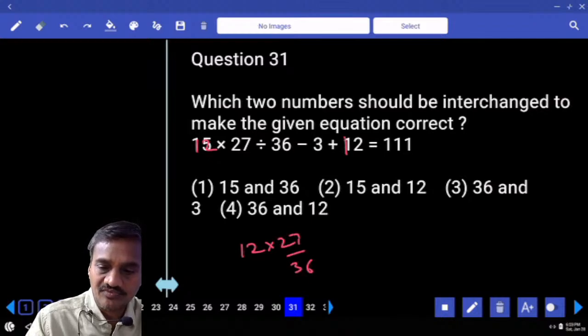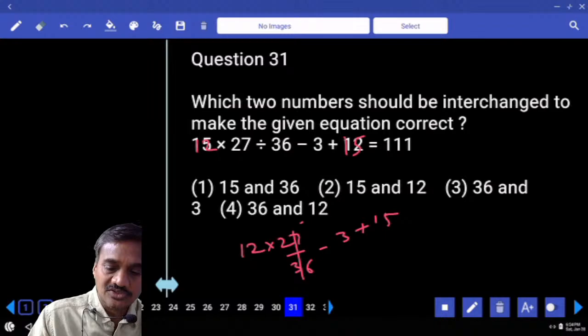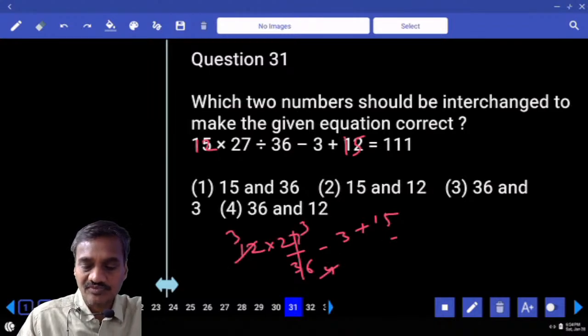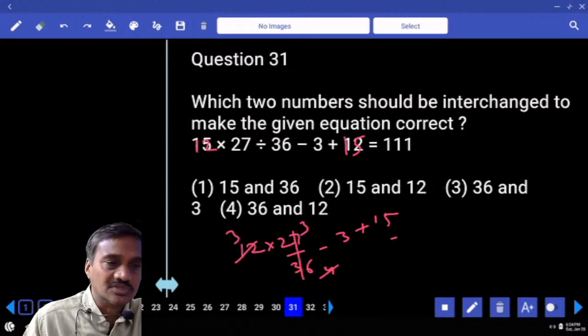Now this would be 15. And minus 3 plus 15. Me put 27. 27, 9 3s, 9 4s. 4 1s, 4 3s. 9, 9 plus 15, 24 minus 3 is not equal to that one. So this option is again ruled out.